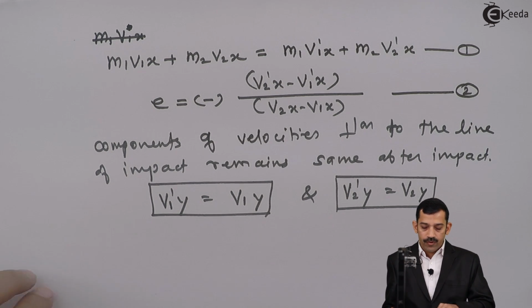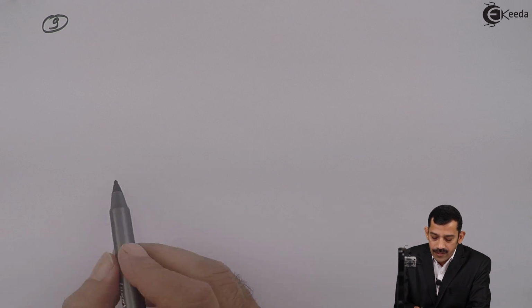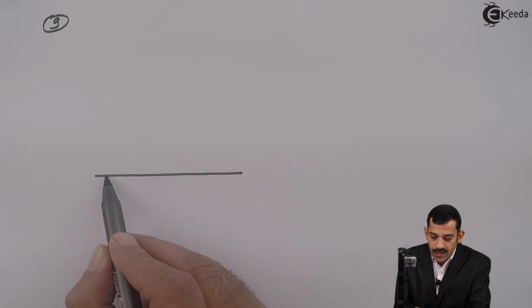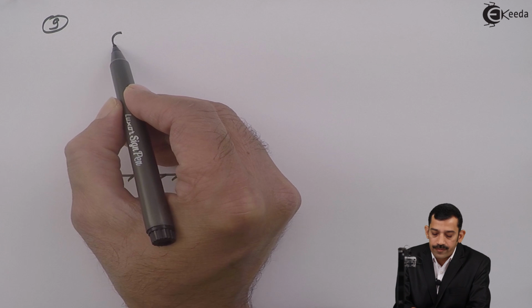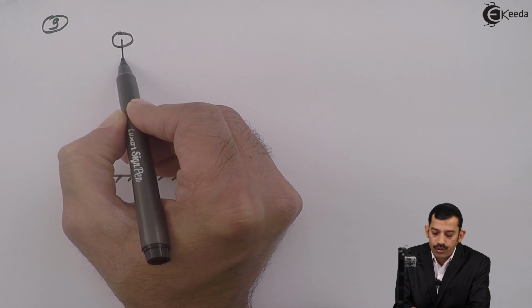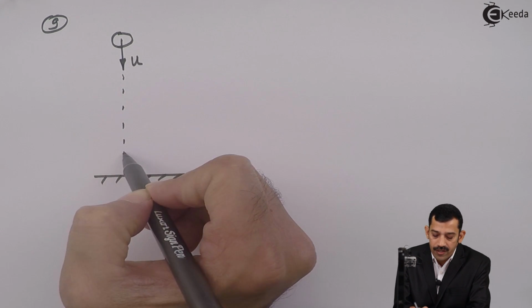Again, the next important point is: when two bodies strike each other, the mass of one body is infinite as compared to the other body. That is point number 9: collision between two bodies where the mass of one body is infinite. Say this is the ground, and here this is a ball. Now this ball is thrown in the downward direction or dropped in the downward direction, so this ball strikes the ground.